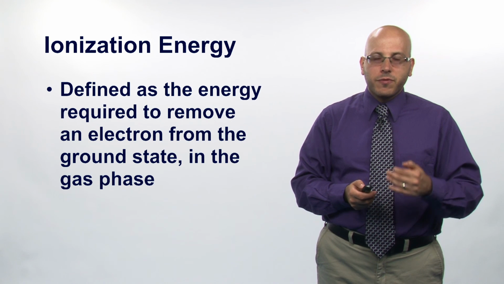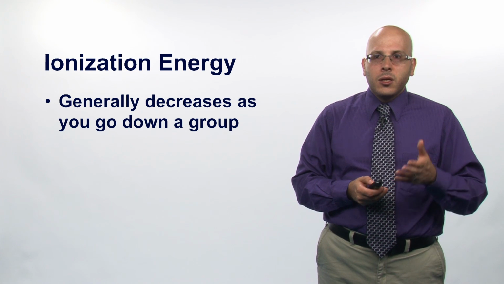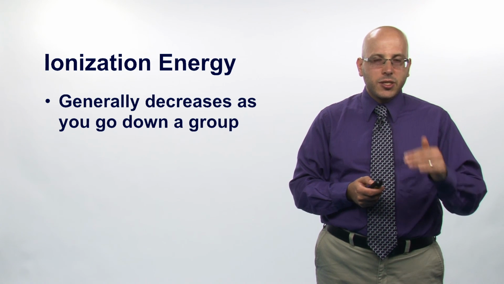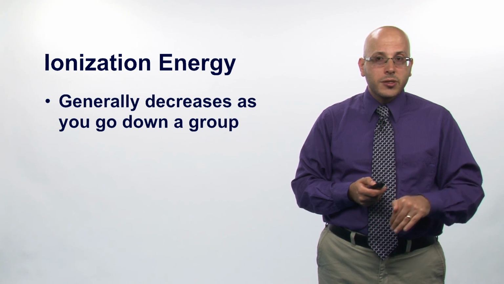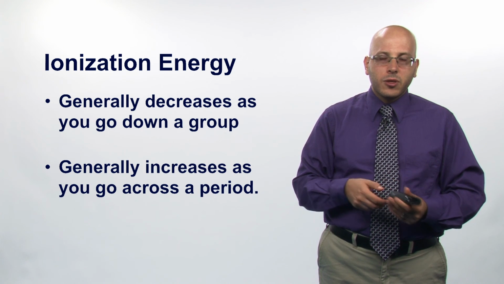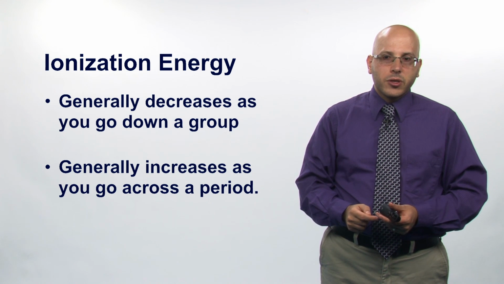And you're also switching from valence electrons to core electrons. Okay, so what's the trend for ionization energy? Ionization energy generally decreases as you go down a group. In other words, it gets easier and easier to remove the electrons as you go down, and it generally increases as you go across a period. In other words, it gets harder and harder to remove electrons as you go across a period.